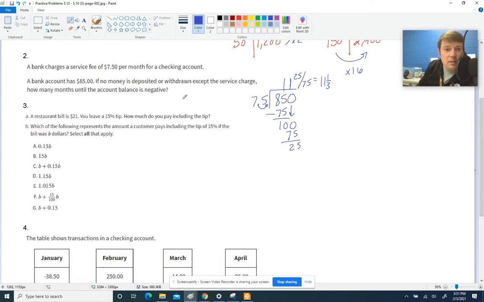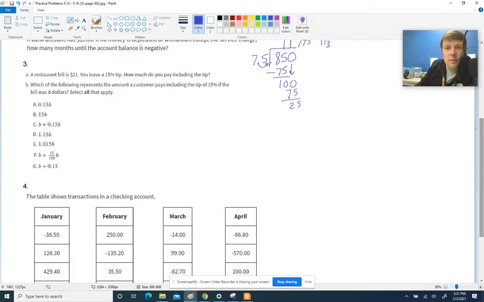So how many months until the account balance is negative? Well, it wouldn't be the 11th month. It would be into the 11th month. So if we're going by whole months, it would be 12 months or a year. You could write 12 months or a year before this thing gets into the negative account balance. So for the answer there, you should have 12 months or 1 year.